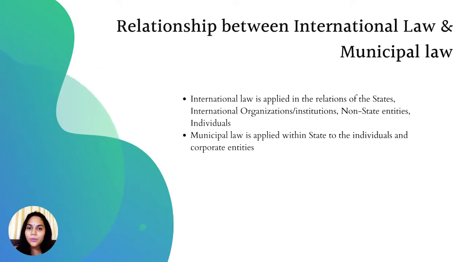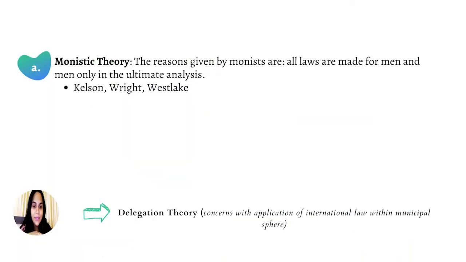Now, when there exists a conflict between these two systems, a court is faced with the difficulty of arriving at a decision. Hence, let's see the views of jurists on the question of the relationship between international law and municipal law. Basically, there are two theories which describe the relationship between municipal law and international law. First is monistic theory, second is dualistic theory. So let's go through the monistic theory.